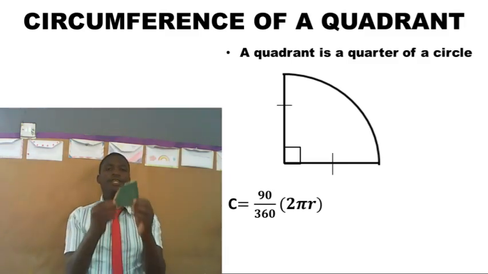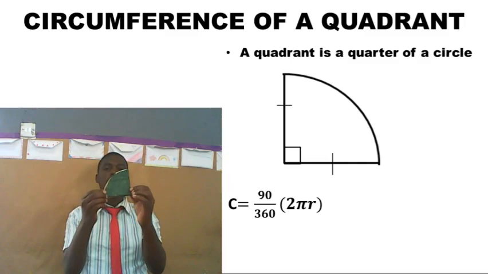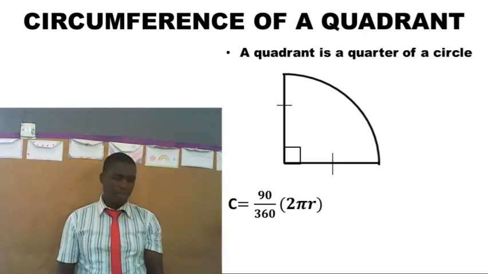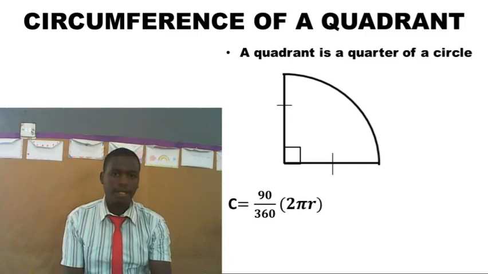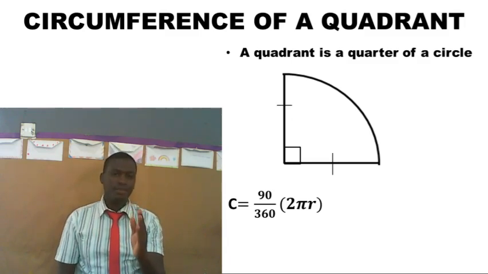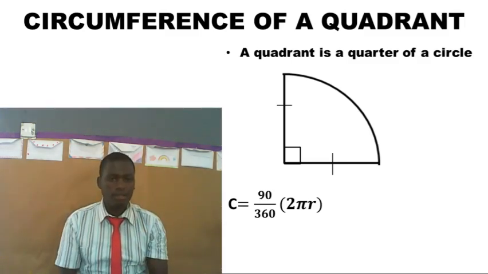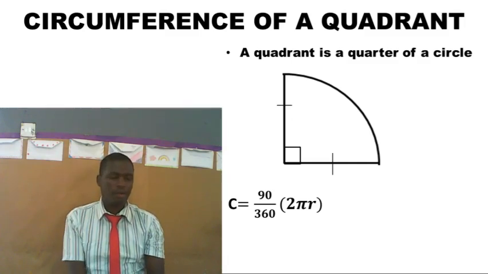Now, if we have only this one here, look at this. This one and this. There is an angle here at a perpendicular, giving us a total of 90 degrees. So we say 90 degrees, which is the center angle for the whole circle, out of the 360 degrees, the sum of the center angles, you multiply by the circumference of the circle.